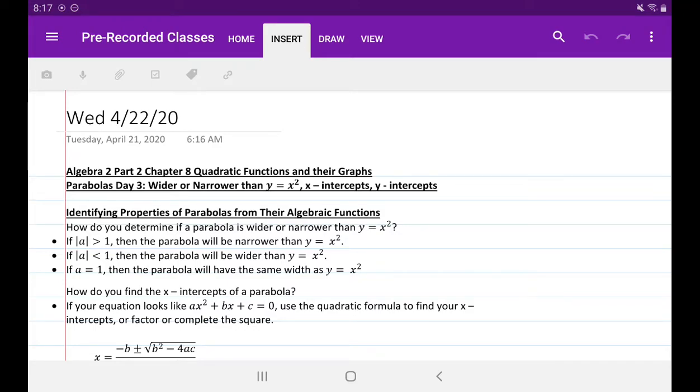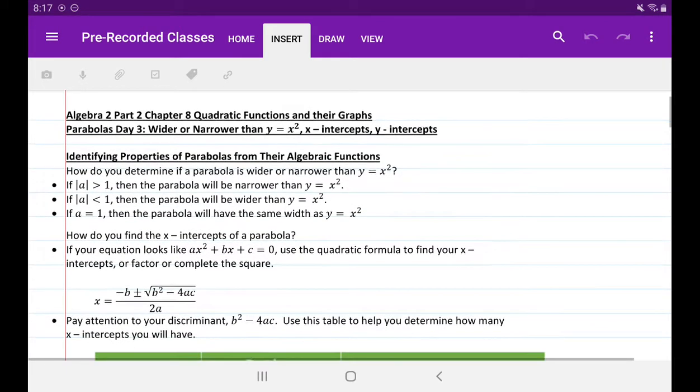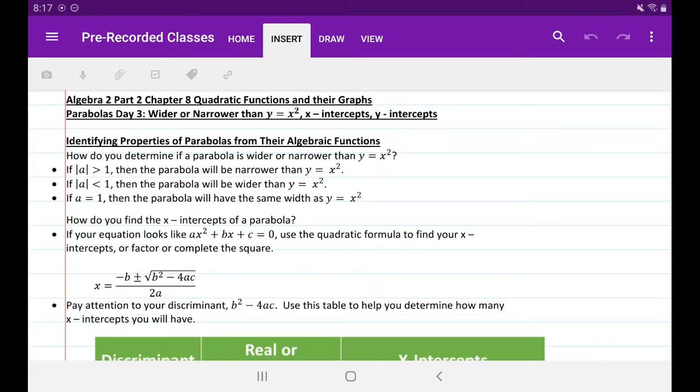This is our third day working with parabolas, and today we're going to be talking about how to figure out if they are wider or narrower than y equals x squared, finding the x-intercepts, and finding the y-intercepts. These are some properties of parabolas that we can identify from their algebraic functions that can help us to identify what their graph will look like.